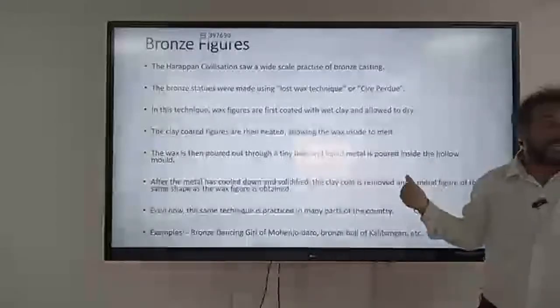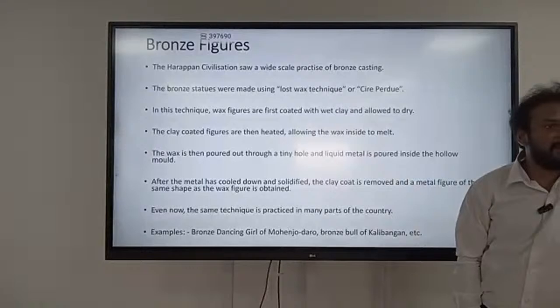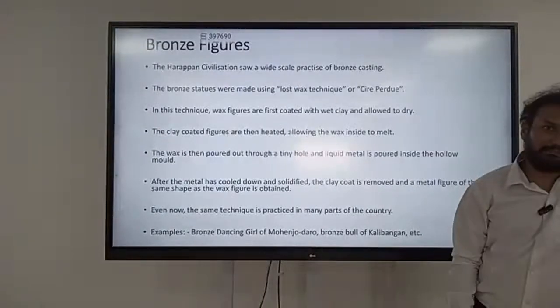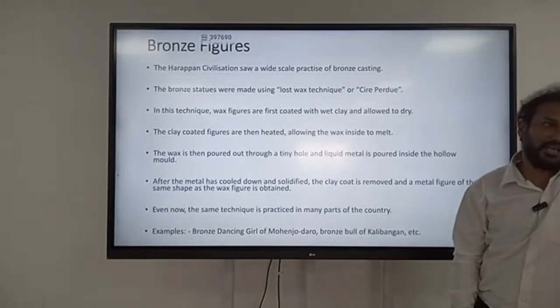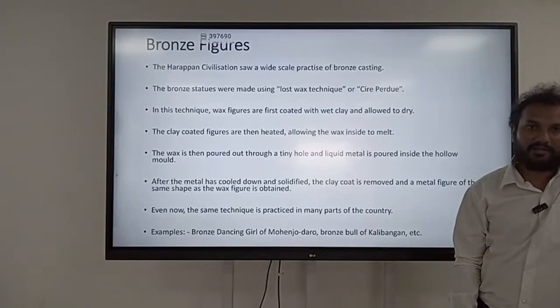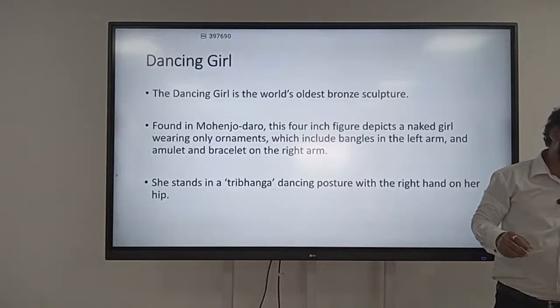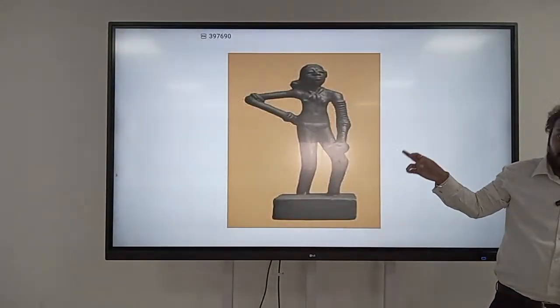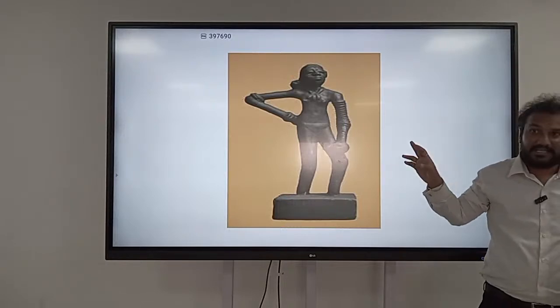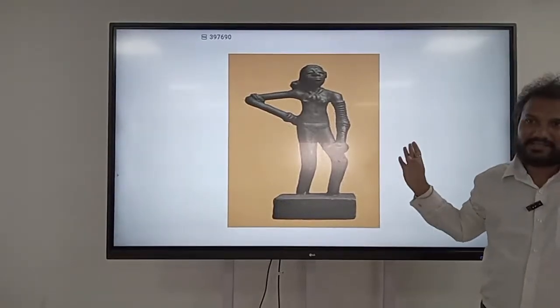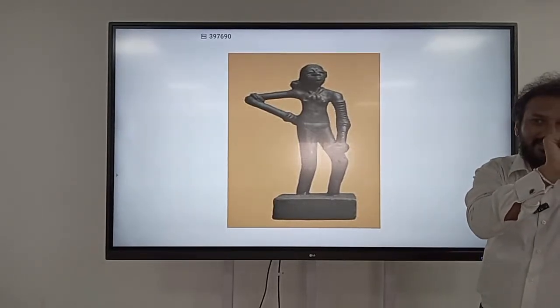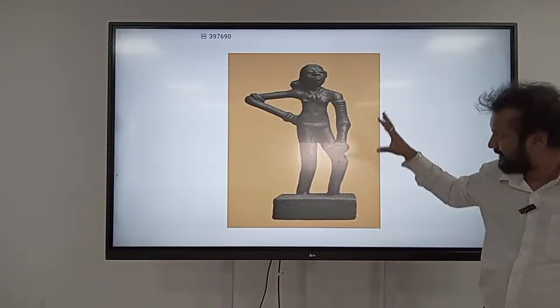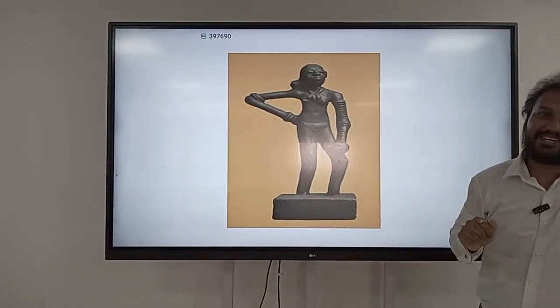Got it? People still use this technique across the country, and globally also it is in use at the present time. An example of this bronze sculpture is the bronze dancing girl of Mohenjo-daro. Actually, I'll show you. See, this is the dancing girl. It was found in Mohenjo-daro. At present, it is not in India; it is in Pakistan. The height of this sculpture is 2 inches, not more than that. In the picture it looks very big, but in reality it is just 2 inches.